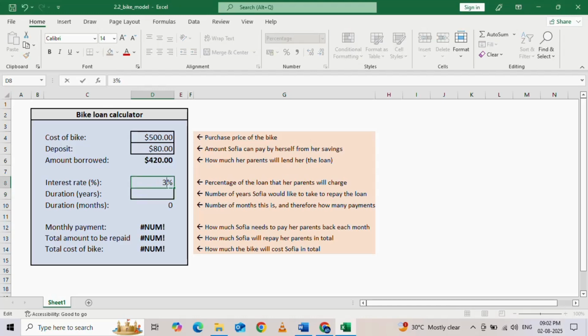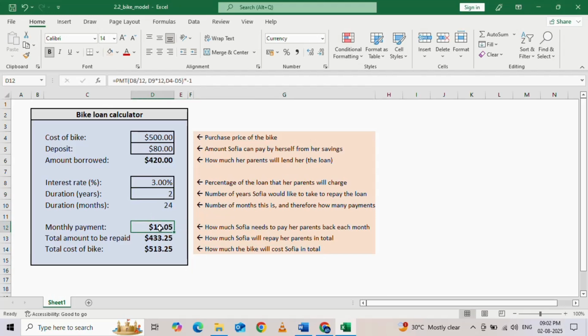Now for the duration they are providing only 2 years. Now let us see these values. All these values are getting updated with the result from all these inputted cells. Here the monthly payment she needs to make is $18.05. Then we can write the same here.